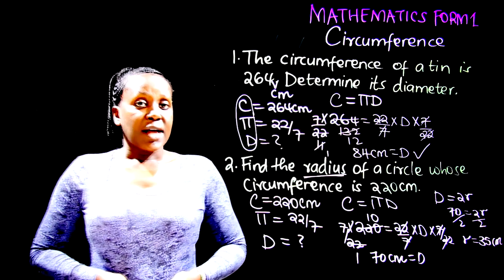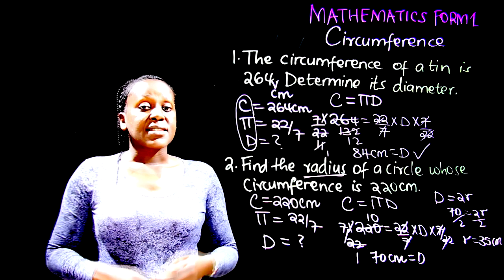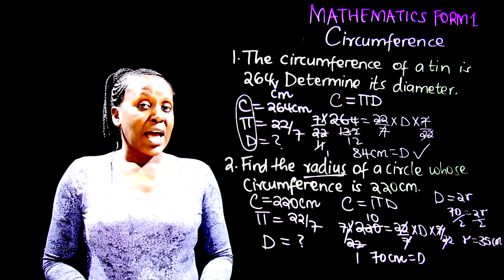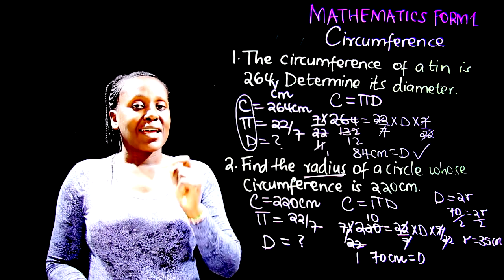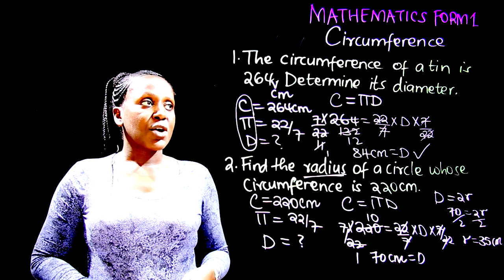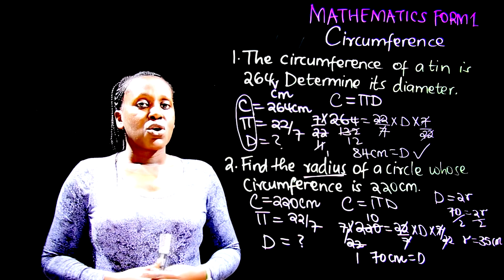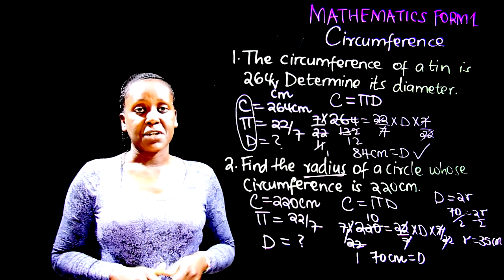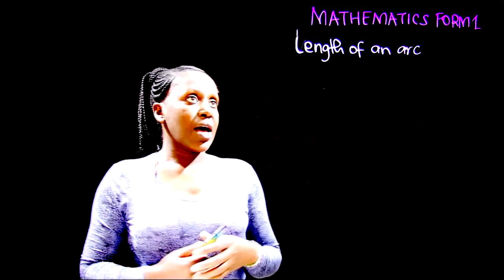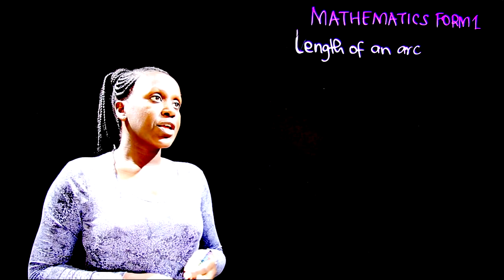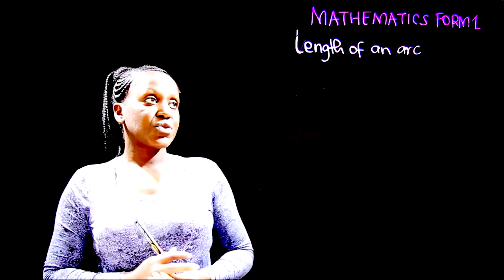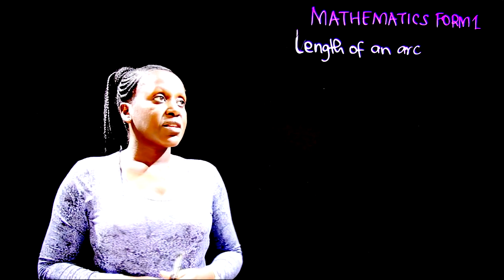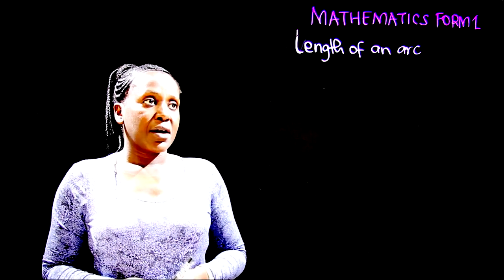Now we are going to look at another aspect where a circle is divided into two regions, not using the diameter, but using radii. And then we are going to figure out how to calculate the length of that section of the circumference. Now, in this second part of the lesson, we are going to be discussing how to determine the length of an arc. Now, you could be asking yourself, what is an arc?